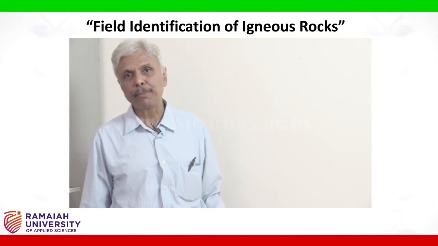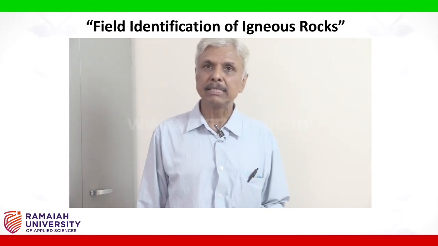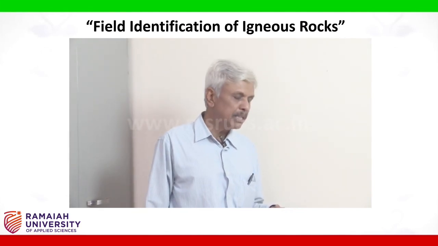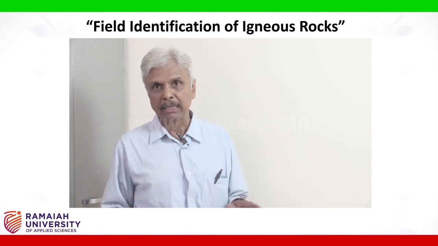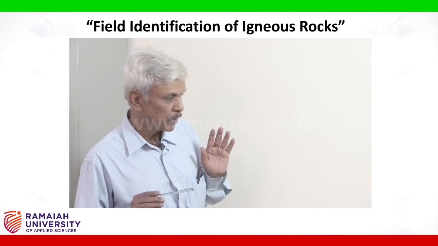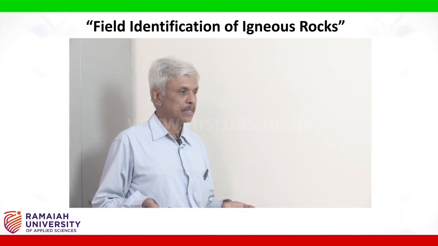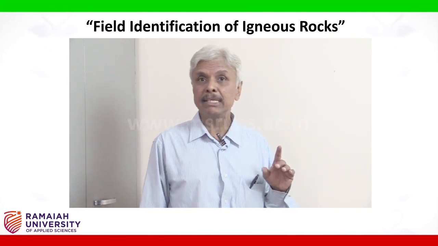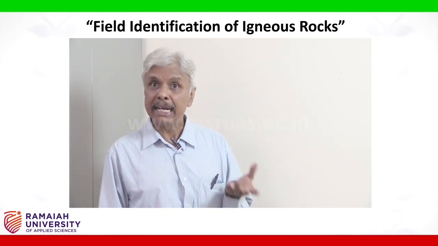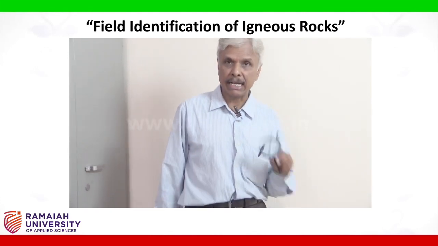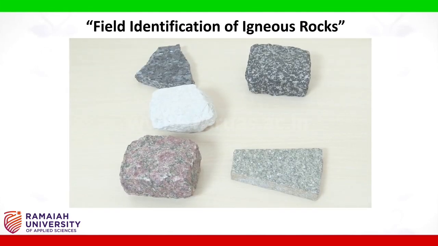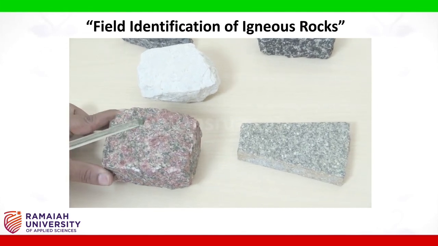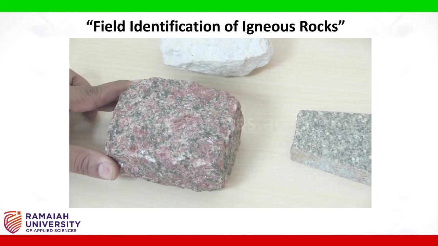Texture is a very important property that will help us in identifying the igneous rocks quickly in the field. Broadly, there are three types of textures displayed by igneous rocks. Some of the rock types display mineral constituents that can be easily identified with the unaided eye or with the help of a hand lens. Such a texture is called a phaneritic texture, where the individual mineral constituents in a rock are easily identifiable.